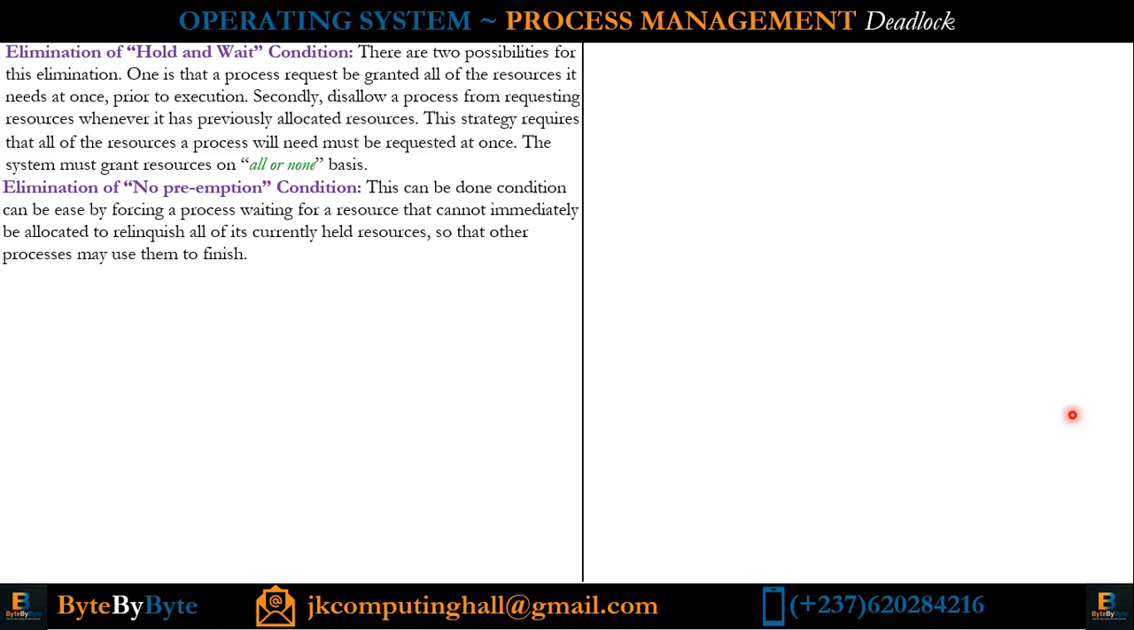That is why a particular process is waiting for a resource. We force it to be in the waiting state so that it will release all the resources it is holding for other processes to use them and execute to termination.